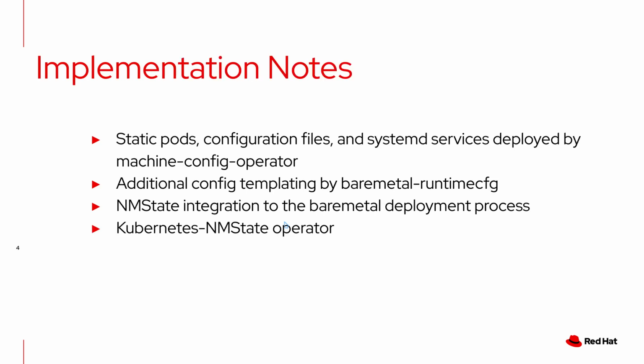Just some general implementation notes for the on-prem networking services. Most of them are static pods that are deployed by Machine-Config-Operator along with some configuration files and systemd services. There is some additional config templating that happens with bare metal runtime config, and that's to handle things that are, say, machine-specific, because Machine-Config-Operator can't do machine-specific details. We also have NMState integration into the bare metal deployment process and the Kubernetes-NMState Operator for day 2 networking configuration.